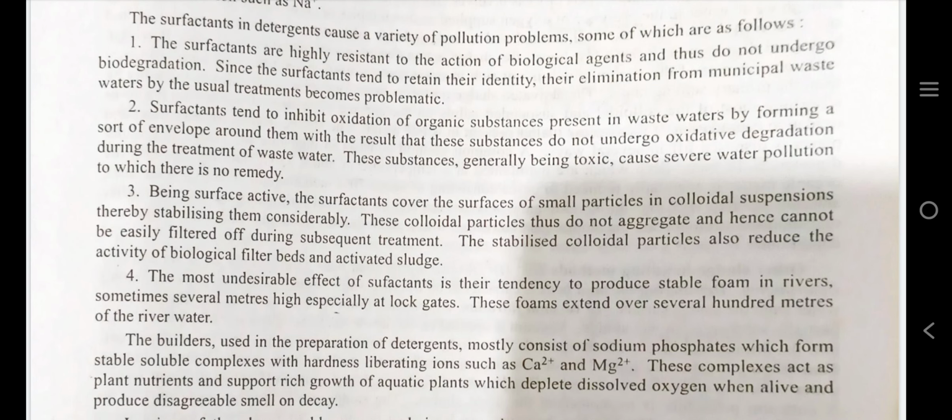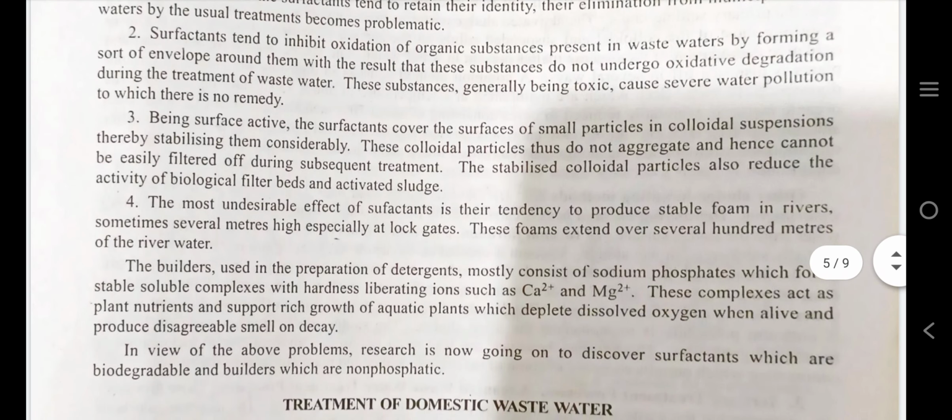The most undesirable effect of surfactants is their tendency to produce stable foam in rivers, sometimes several meters high, especially at low gates. These foams extend over several hundred meters of the river water.